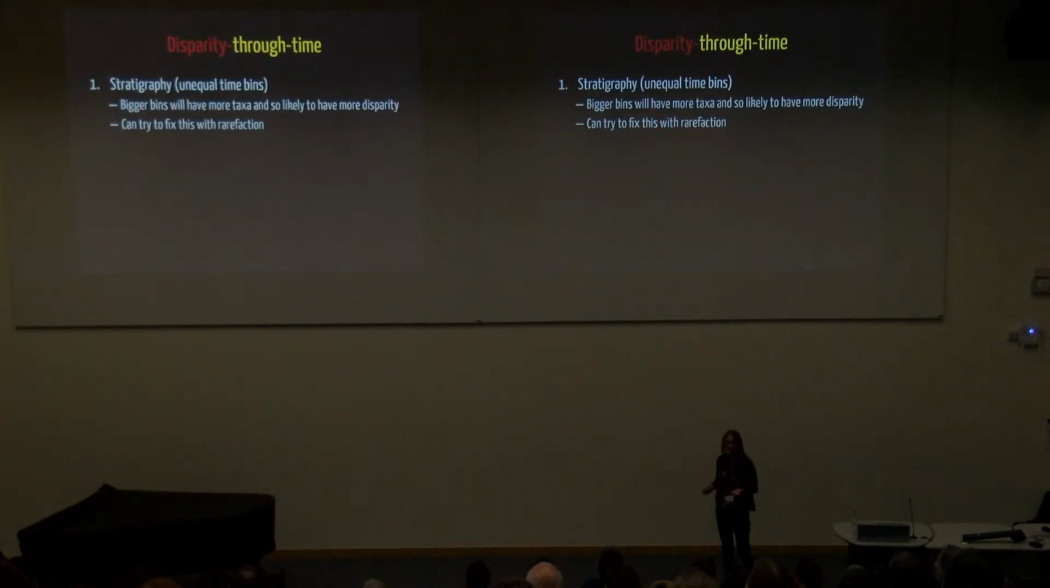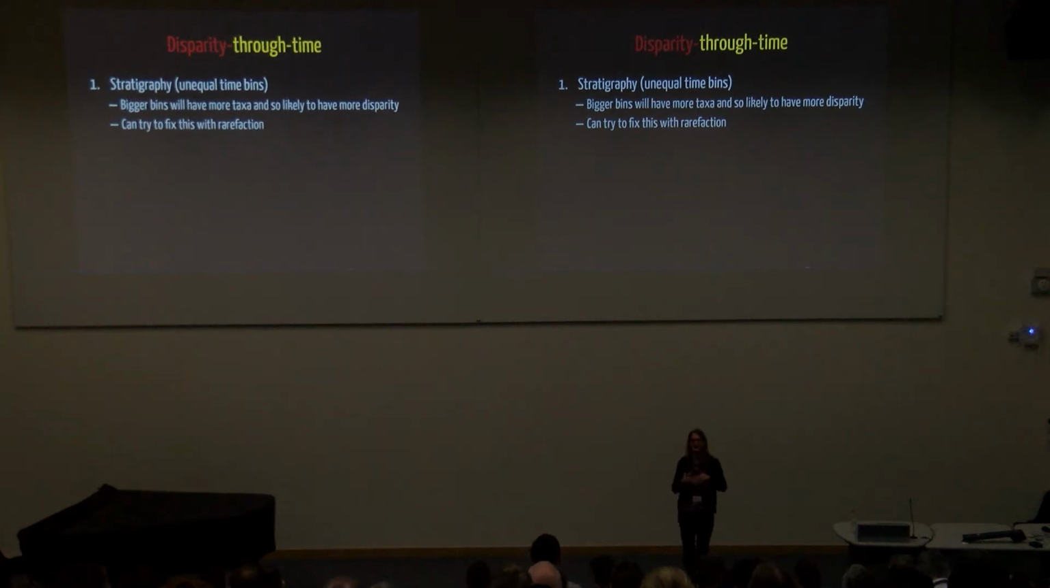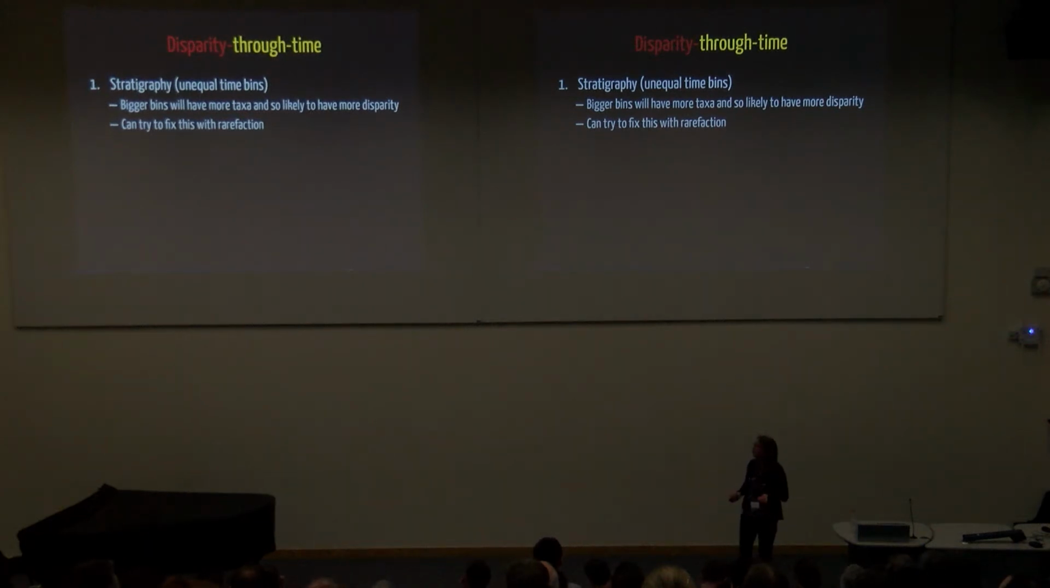So the problem with using this method is that just by chance, bigger bins are likely to have more taxa within them, and therefore more likely to have these extreme morphologies and larger disparities. So we're going to have some kind of bias related to the amount of disparity that we have depending on the size of the bins. We can try and fix this with rarefaction, but if we have some time periods with very few species, we can end up with really big error bars, which makes it really difficult to actually test any biological hypotheses sometimes. Often we don't have much power.